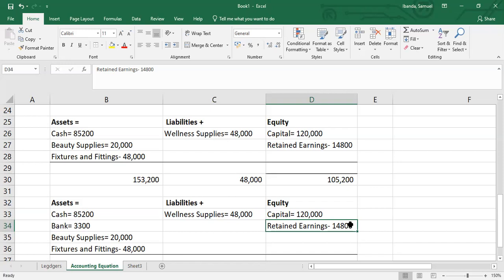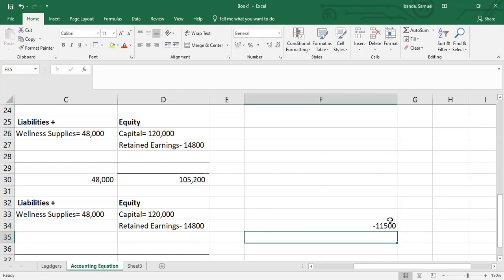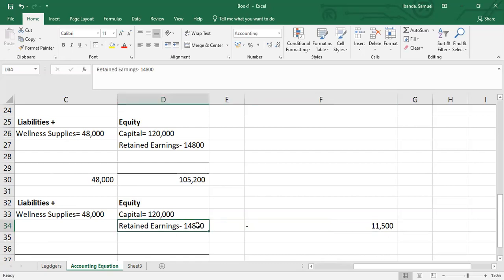Increase in revenue increases retained earnings. You get it? So my retained earnings that are standing at negative 14,800 will now be net of that. I'm going to add 3,300, and it will give me negative 11,500. So this will be 11,500 like that.